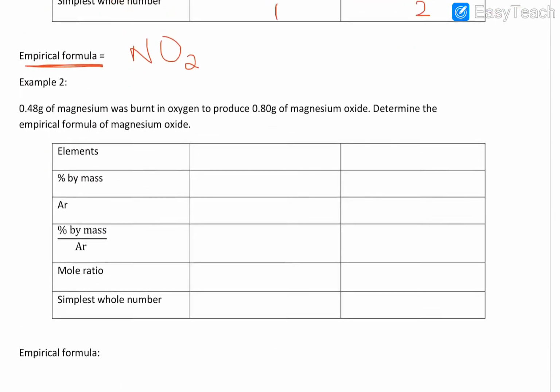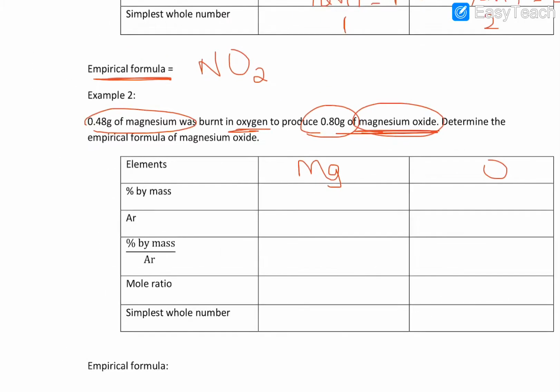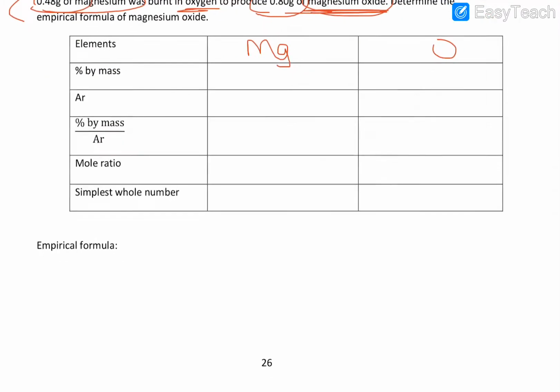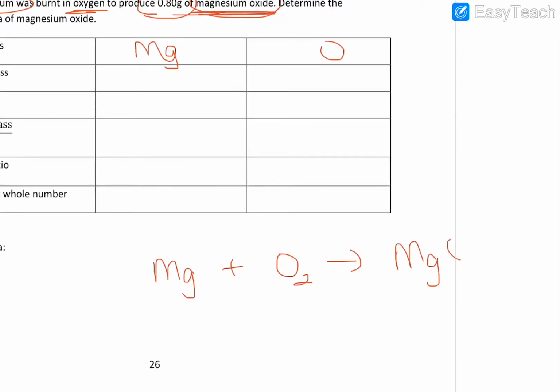Now, I'll do the second example because it is a little bit different. Magnesium was burned in oxygen to form magnesium oxide. You need to find the empirical formula. So, magnesium oxide has the elements magnesium and oxygen. You know the total mass of magnesium oxide, and you know the mass of magnesium. So, magnesium is going to react with oxygen and give us magnesium oxide.